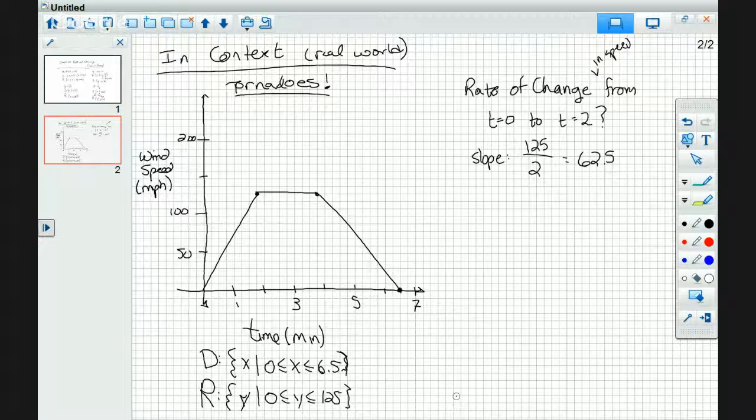They are miles per minute. Miles per hour. Per minute. See how y's over x's? Y's, miles per hour, over x's, minutes. It's kind of funny. It means that the tornado is accelerating its wind speed. Okay. The wind speed is accelerating.